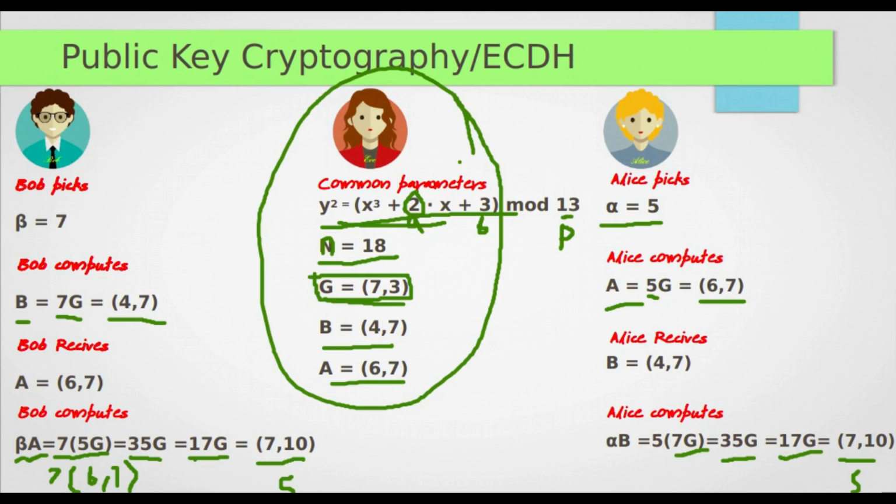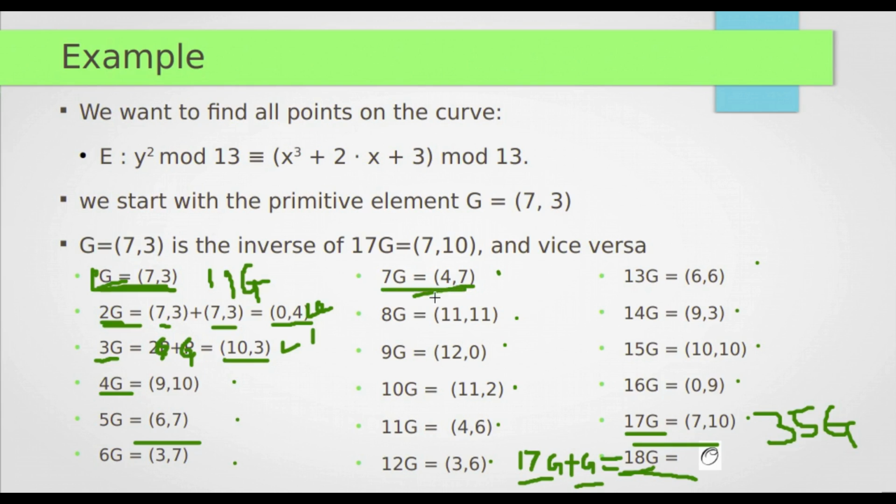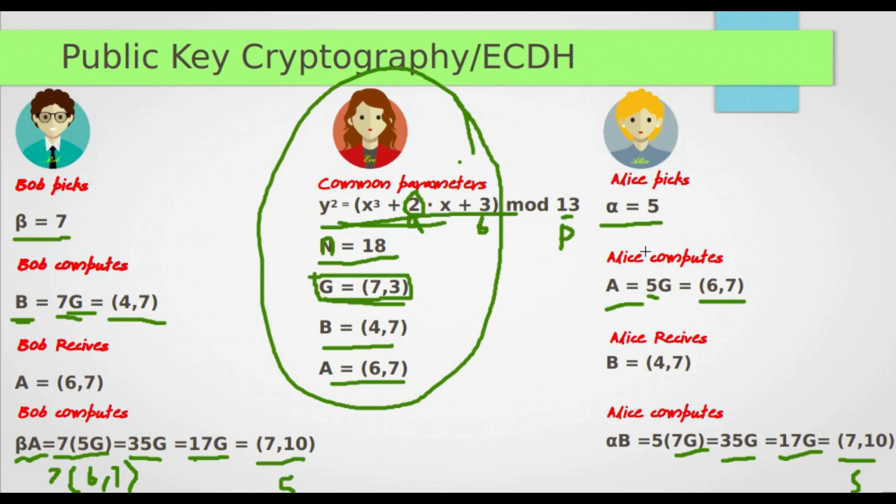Let's see these calculations. Bob's private key is 7, so he will calculate his public key by multiplying his private key with the base point. Let's see the 7G value, it is 4 comma 7. Similarly, Alice will compute her public key by multiplying her private key with the base point. It will result in 6 comma 7. Now they will exchange these public keys.